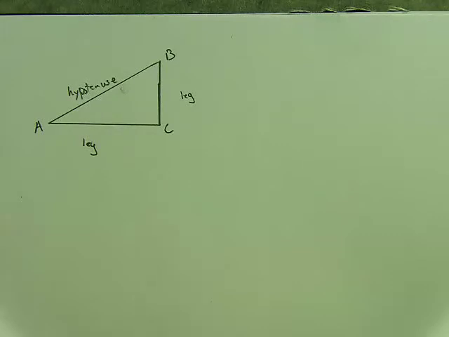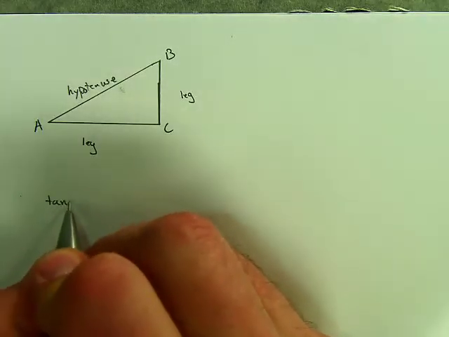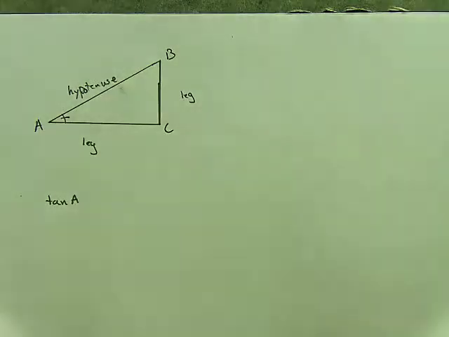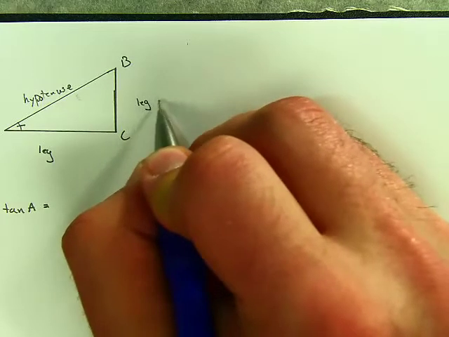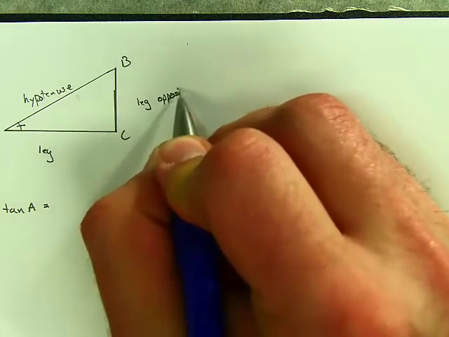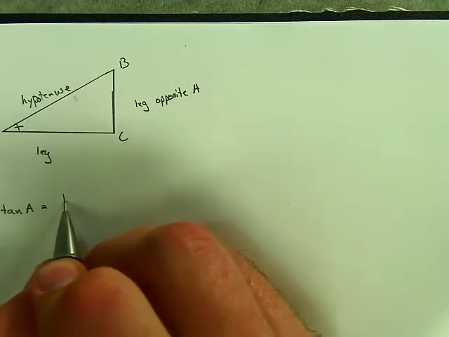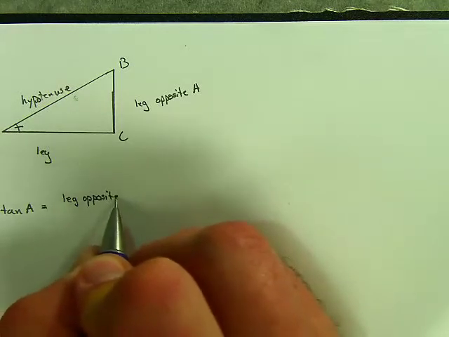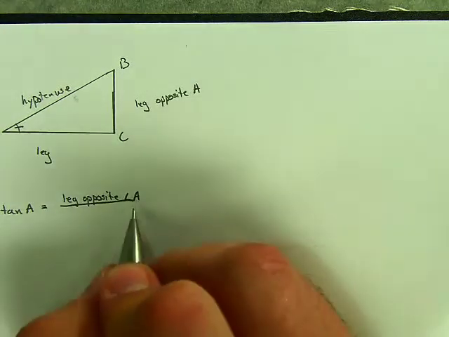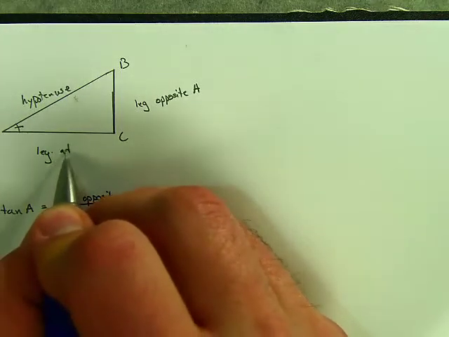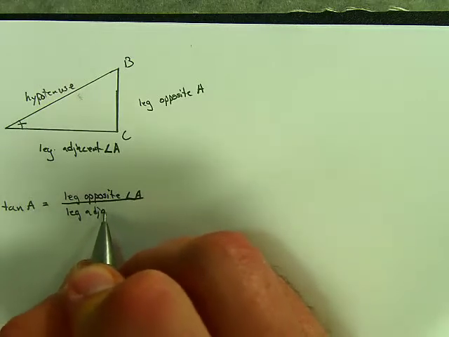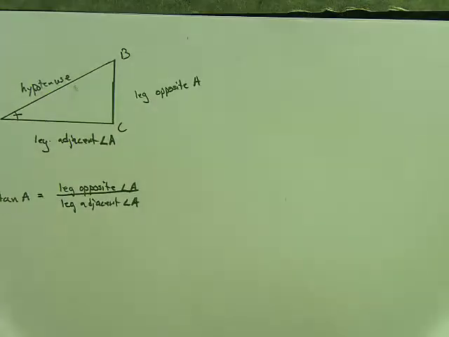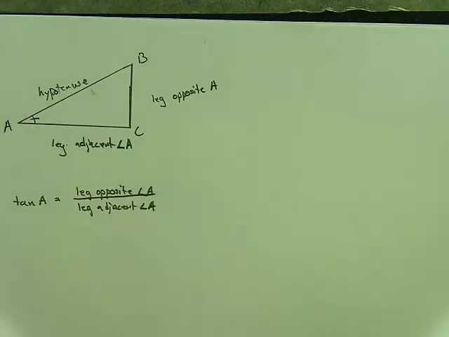Okay, so what this means for us is that tangent A, so the tangent of this angle, so we're looking at this angle in here, equals the length of my leg opposite angle A over my leg adjacent to angle A. Okay, so that's what we get for this ratio, this tangent ratio that we have.